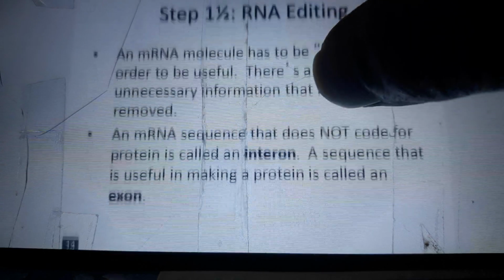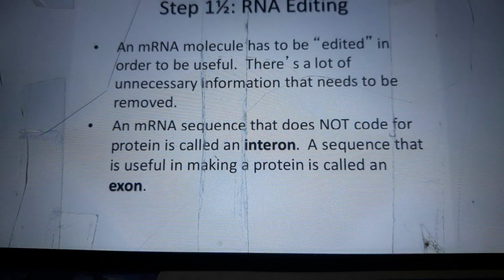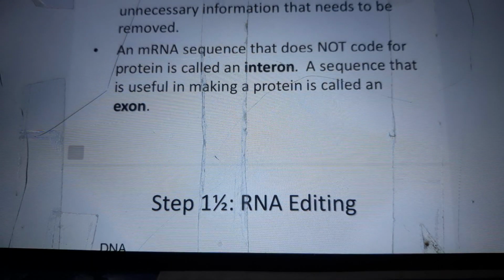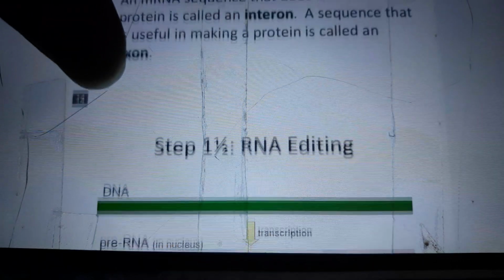Step 1.5, RNA editing. An mRNA molecule has to be edited in order to be useful, as there is a lot of unnecessary information that needs to be removed. A sequence that does not code for protein is called an intron. A sequence that is useful in making a protein is called an exon.